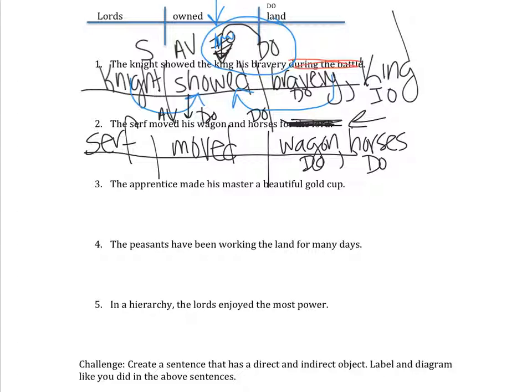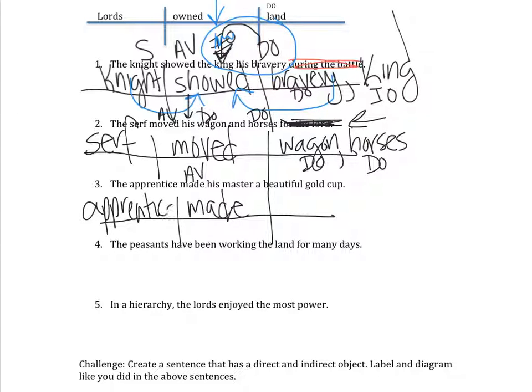In the next one, the apprentice made his master a beautiful gold cup. We're going to cross out any prepositional phrases first. And, oh, we don't have any. Okay, let's move on and see if we have a verb. We do. Made is a verb. It's an action verb. Let's find the subject. Who made? The apprentice made. He or she is the subject.